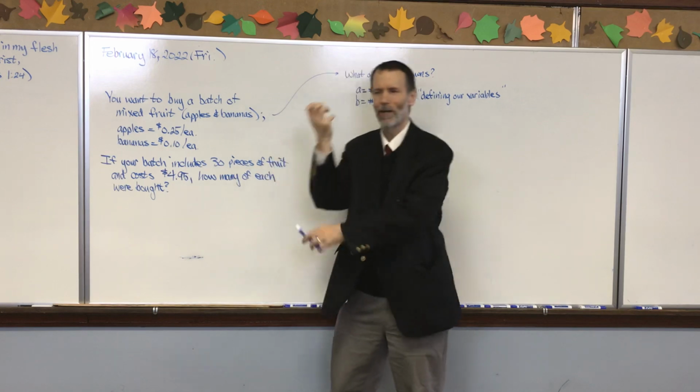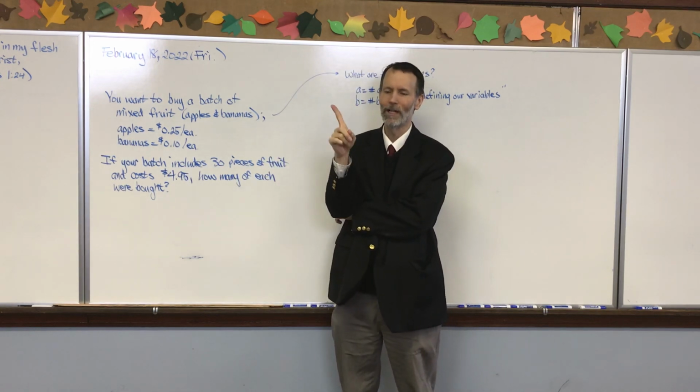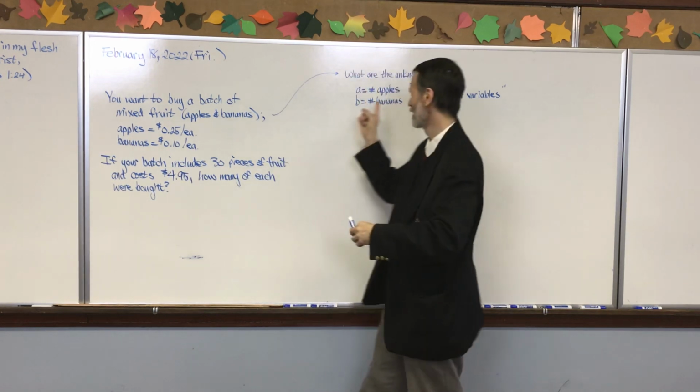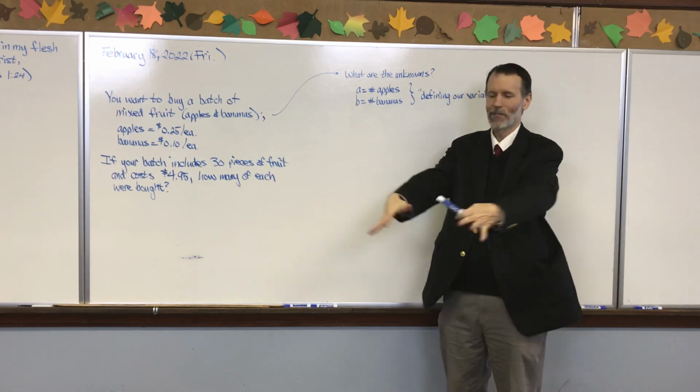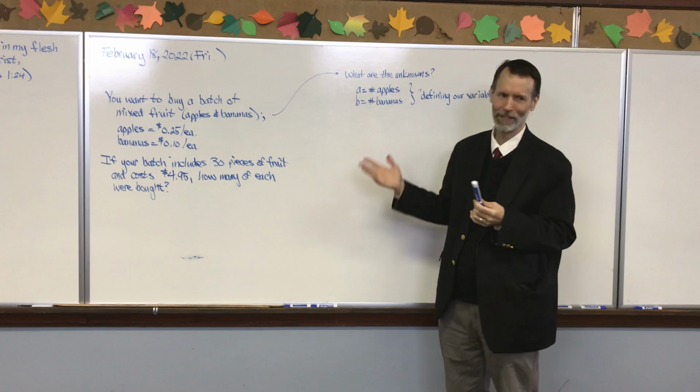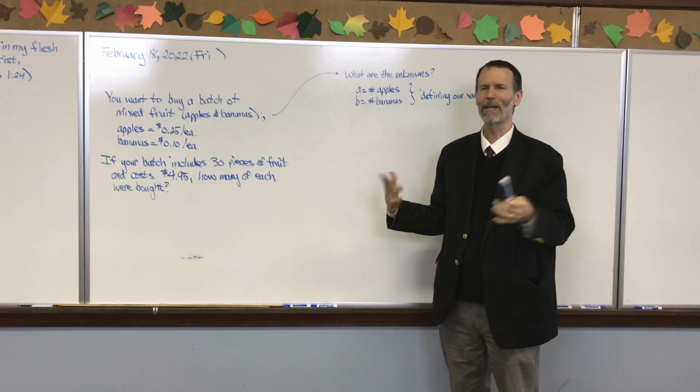How many fruit do we have total? 30. How would you get the total, mathematically? Like if you just pour a bunch of fruit in here, what exactly are we doing to get the total? Like how many apples do we have?